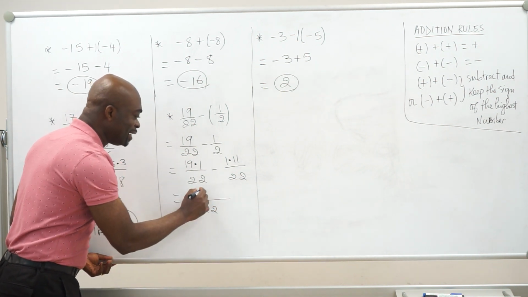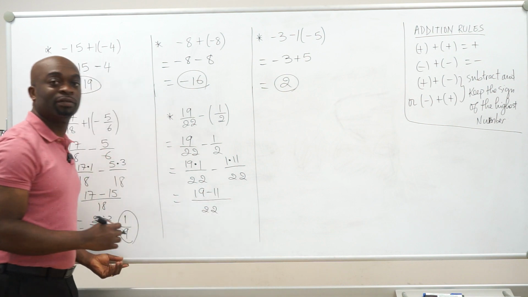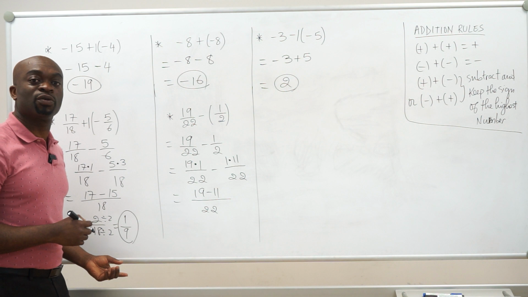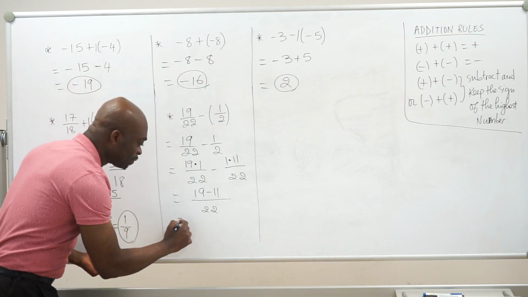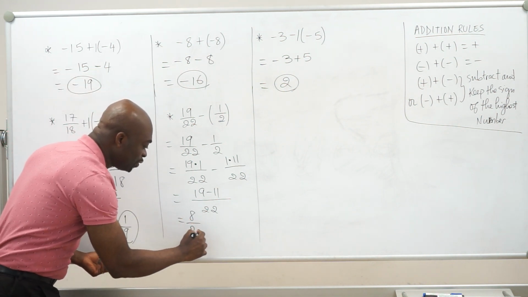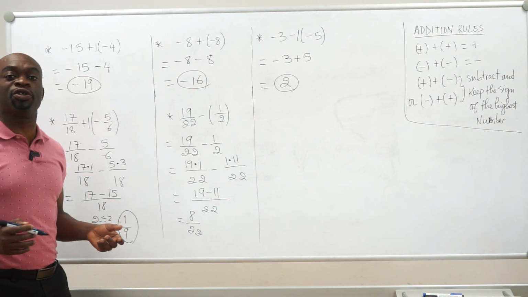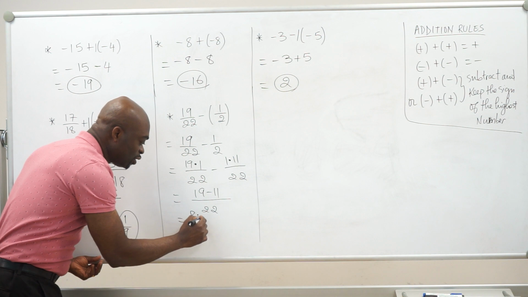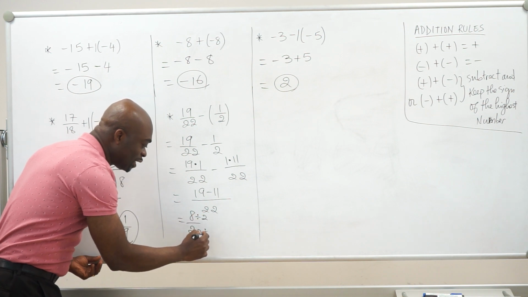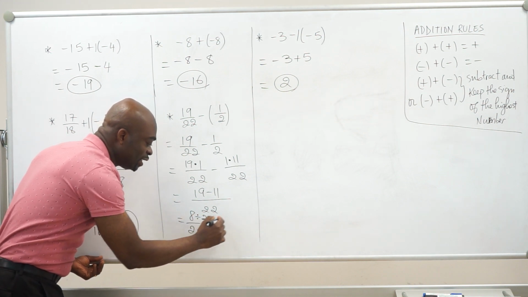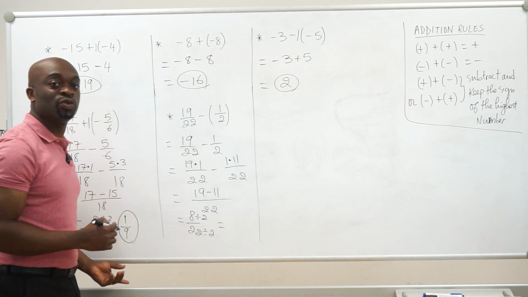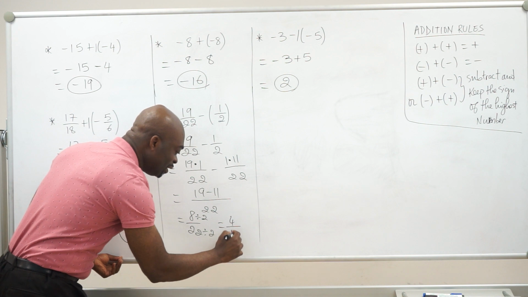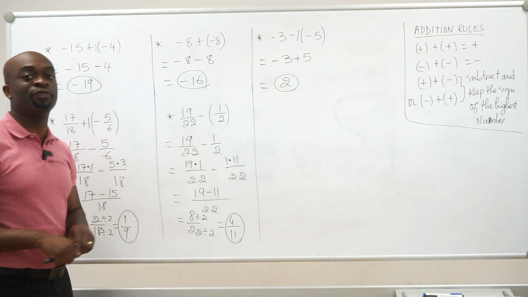And then we have 19 minus 11. 11 times 1 is 11. So 19 minus 11 is what? 8. It's 8 over 22. And then can we reduce these two? Yes, because 2 can divide into 8 evenly and 2 can divide into 22 evenly. So 2 goes into 8 4 times, and then 11 times at the bottom. So we end up with 4 over 11.